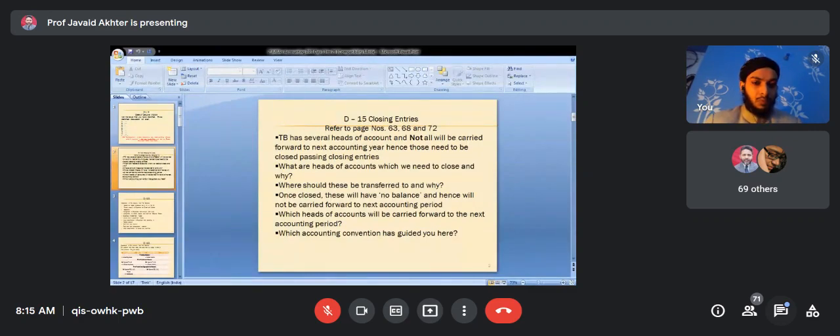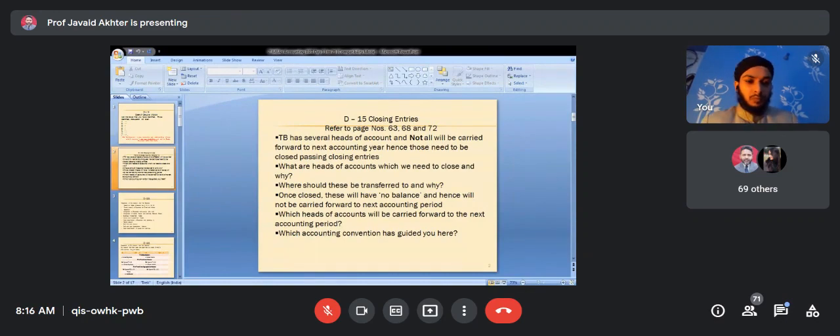Okay. Next question that I wrote: why should these be closed? Because they do not carry any effect on the next accounting period. Also, sir, their effect will already be seen in capital. Okay. Anything else?